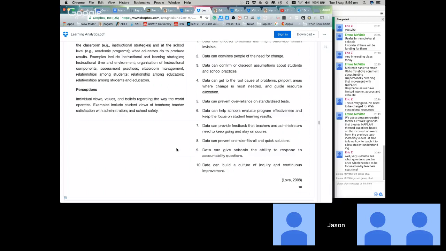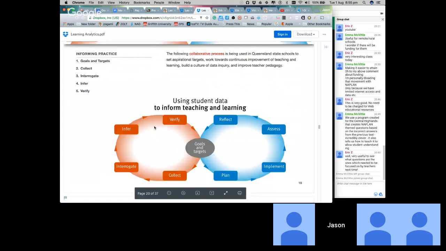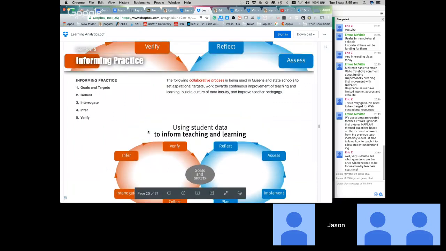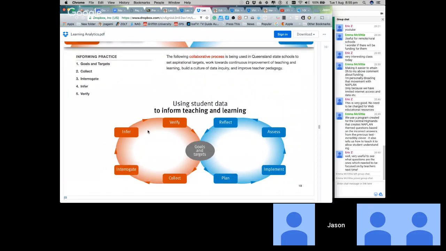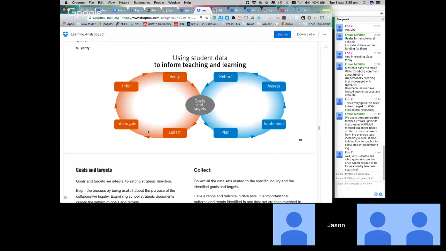And that builds the final one, which is you can build a culture of inquiry and continuous improvement through the collection of data. Of course, when you've got the data, it's implied that you should be making use of that data to make things better. And that's that whole culture of inquiry. And we'll be talking more about that in the last few weeks of the course. This is an Education Queensland process for informing practice and maintaining that constant positive culture of improvement. And you can have a look at that as a model.